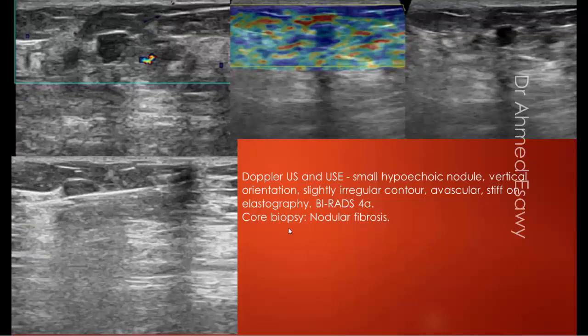Ultrasound and elastography show a small hypoechoic nodule with vertical orientation, slightly irregular contour, avascular, stiff on elastography, classified as BIRADS 4A, biopsy confirmed nodular fibrosis.